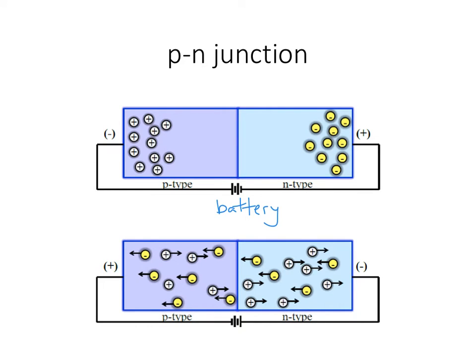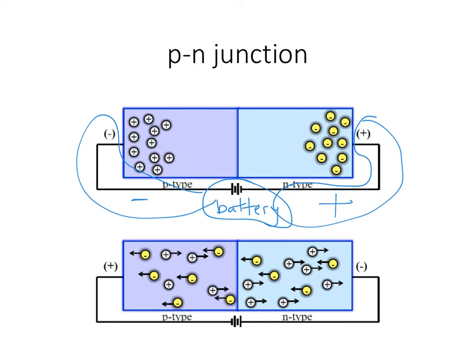So let's use this little physics terminology. That thing right there is a battery. And this side of the battery is the positive side, big plus. This side of the battery over here is going to be the negative side, big minus. Alright, so if you have the positive side of the battery on the left, and then the n-type has a whole bunch of negative electrons, those negative electrons are going to be attracted to the positive side of the battery.